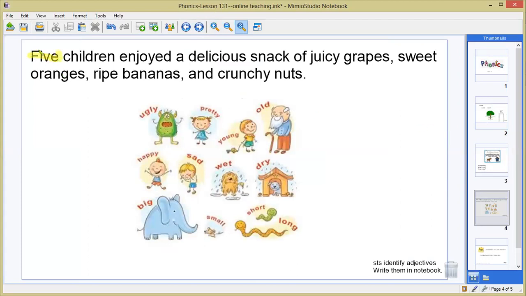All right, guys, you should have written down 5. How many children? 5. You should have written down delicious. What kind of snack? Delicious. Juicy. What kind of grapes? Juicy. Sweet. So, what kind of oranges? Sweet. Ripe. What kind of bananas? Ripe. And crunchy. What kind of nuts? Crunchy. All right, guys, so remember, our adjectives describe our nouns. A noun is a person, place, or a thing.